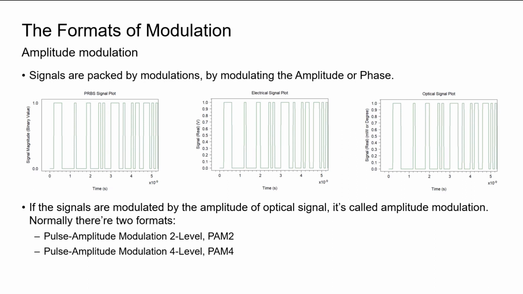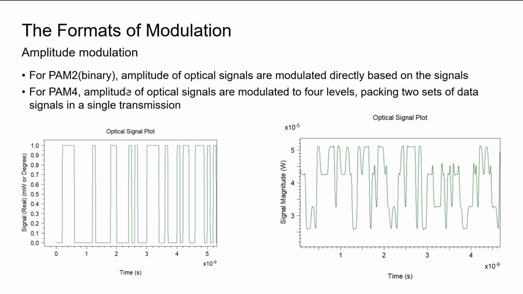If the signals are modulated by the amplitude of the optical signal, this is what we call amplitude modulation or intensity modulation. Normally there are two formats: pulse amplitude modulation 2 level, what we call PAM2 or binary signal; and pulse amplitude modulation 4 level, which is PAM4. For PAM2, the amplitude of the optical signal is modulated directly based on the signals. For PAM4, the amplitude of the optical signal is modulated for 4 levels.